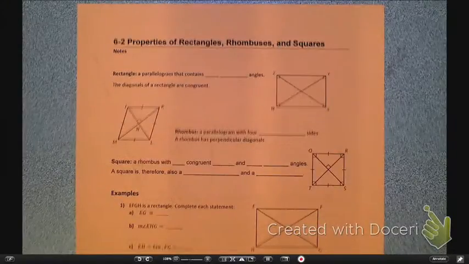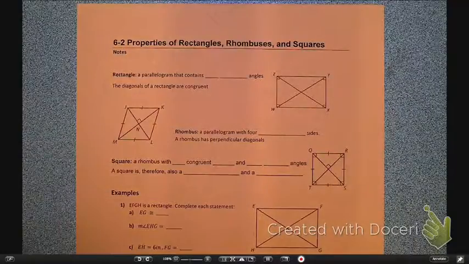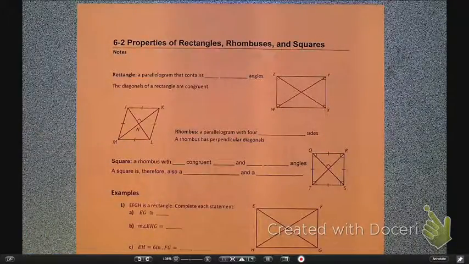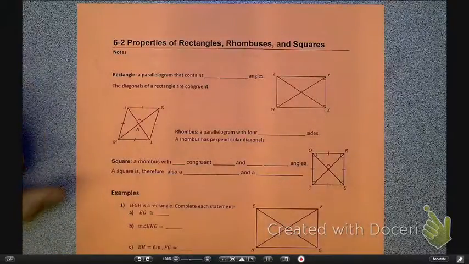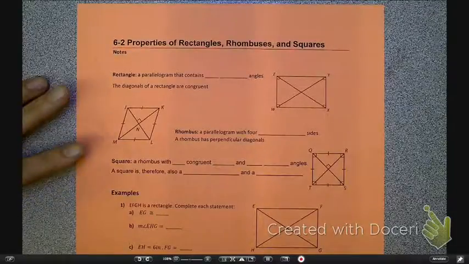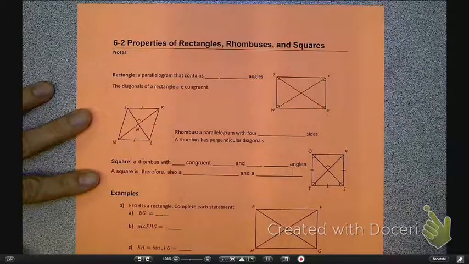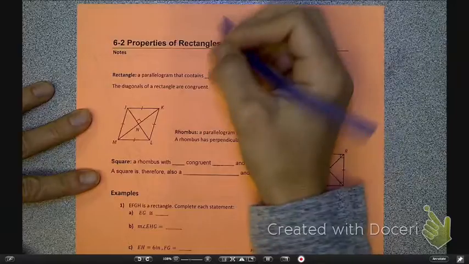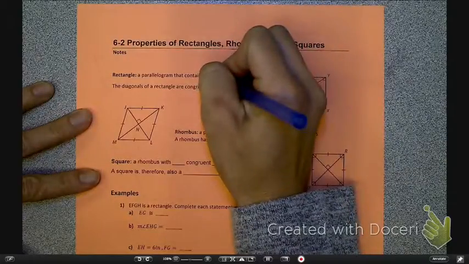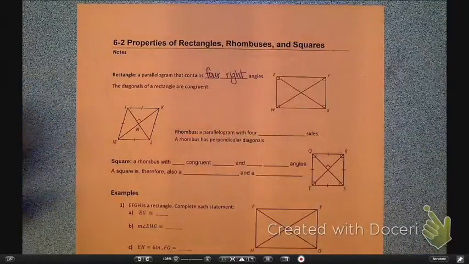Okay, so yesterday you guys learned about the properties of parallelograms. Today you are going to be learning about the properties of rectangles, rhombuses, and squares. A rectangle, you probably have learned about a lot before, in elementary school and middle school, but the math definition is a parallelogram that contains 4 right angles. So all 4 of the angles must be right angles, okay?